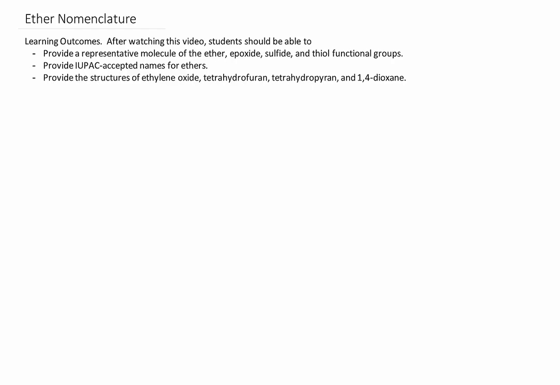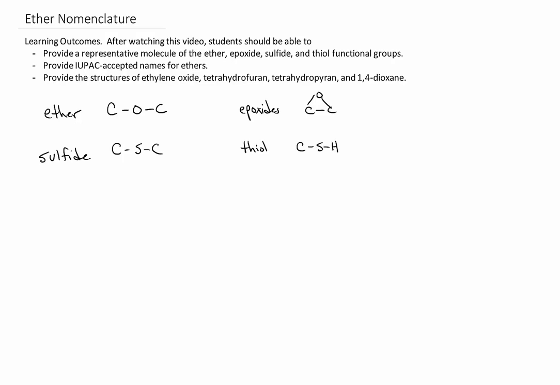So let's simply start with some definitions of the functional groups. The ethers contain a carbon-oxygen-carbon bond. The sulfides mimic that structure with sulfur, and that's a carbon-sulfur-carbon bond. Epoxides have a carbon-carbon-oxygen three-membered ring, and thiols mimic alcohols in that they have a carbon-SH instead of a carbon-OH functionality. So let's talk for a minute about ether nomenclature.